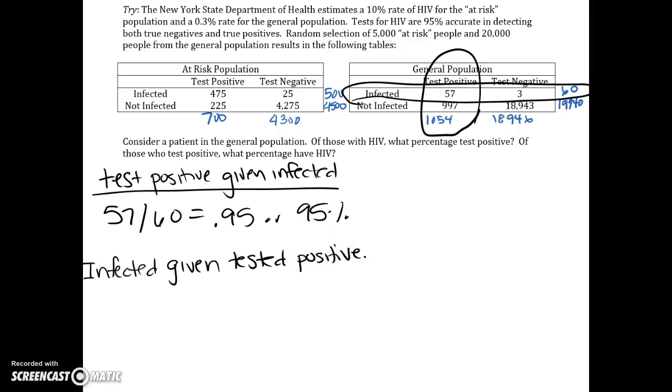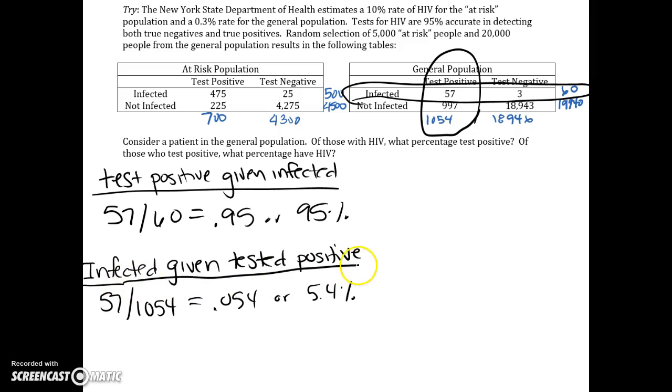And again, since it says given tested positive, we circle the group that's tested positive in the general population. We can see that 57 of the patients tested positive and were actually infected, and that's out of a total of 1,054 patients that tested positive. And in dividing this, we end up getting a solution of 0.054 or 5.4%. So, given that you tested positive, or if you know someone that's tested positive and they're in the general population, there's actually a relatively low chance that they are infected.